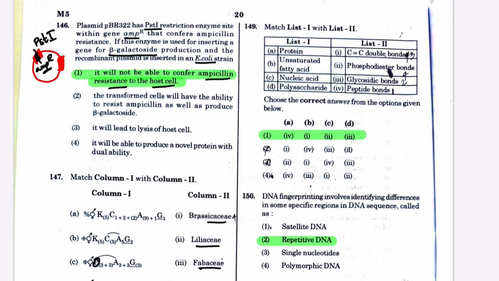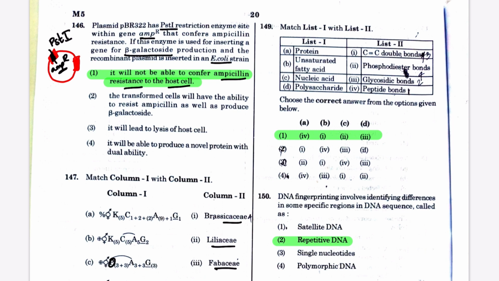Okay, so look at 149. Match list 1 and 2. They're asking you what kind of bond is present in a protein. We know it is a peptide bond. Unsaturated fatty acid, it is carbon-carbon double bonds. And nucleic acid, we know phosphodiester bond, and polysaccharide, it is glycosidic bond. Okay, so option 1.